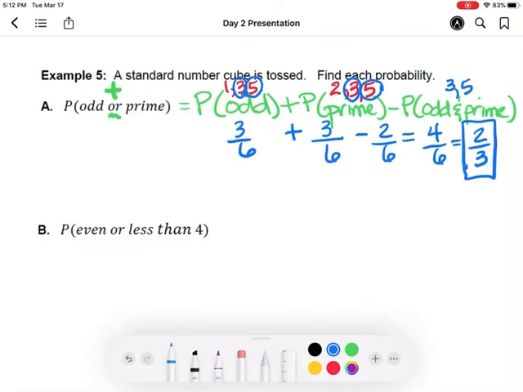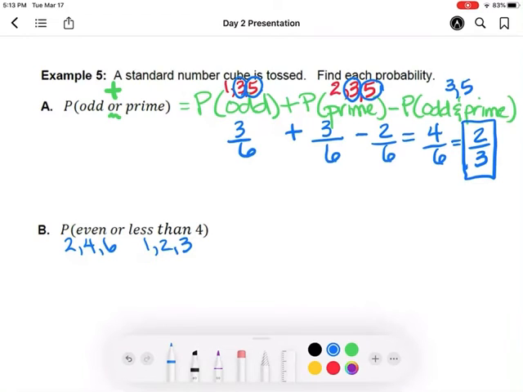Hopefully this makes sense: we have to subtract out the fact that we counted the 3 and the 5 in the probability of being prime and also in the probability of being odd. We counted them twice, so we had to undo that and subtract the duplicates. So let's talk about the probability of being even or less than 4. Even would be a 2, a 4, a 6. Less than 4 would be a 1, a 2, or a 3.